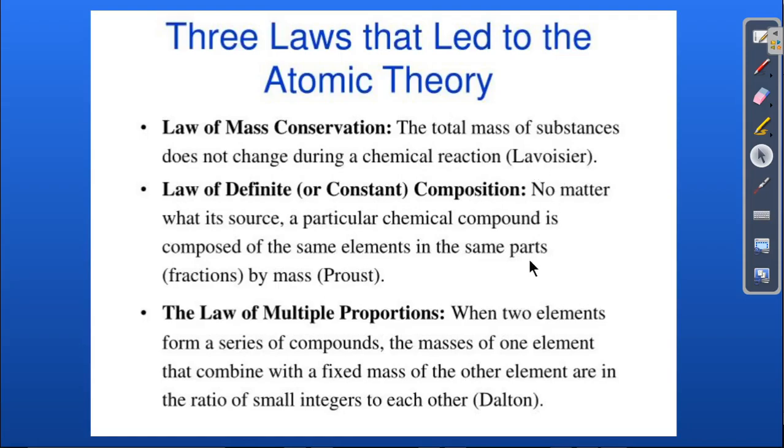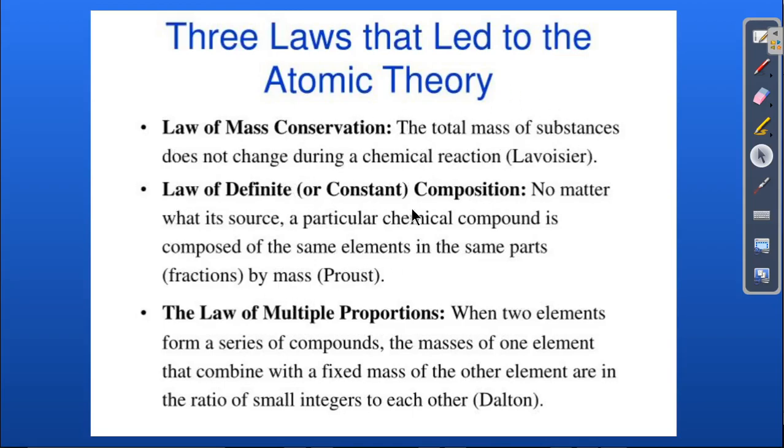Lavoisier came up with it, but you don't need to know who came up with it, okay? You just need to know what each law says. Those two we covered last week, so I'm going to read them again. The law of mass conservation says that the total mass of a substance does not change during a chemical reaction, because what comes in must come out in mass, okay?